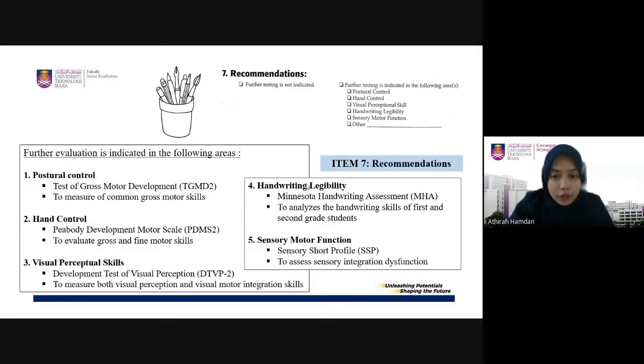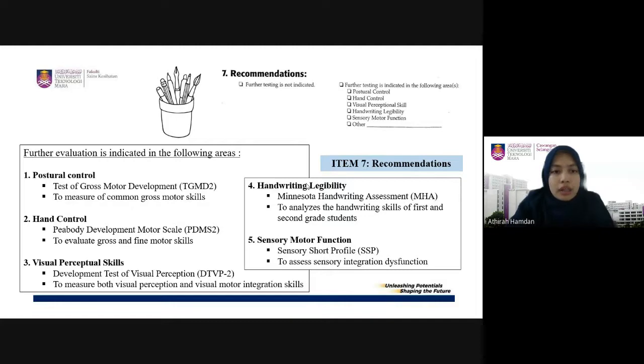recommendation for further evaluation. Alright, this is suggested for postural control. We can use test of gross motor development, TGMD2. For hand control, we may use Peabody Development Motor Skill, PDMS2. For visual perception skill, we may use Development Test of Visual Perception, DTVP2. For handwriting legibility, we can use Minnesota Handwriting Assessment, MHA. So lastly, for sensory motor function, we can use sensory profile.